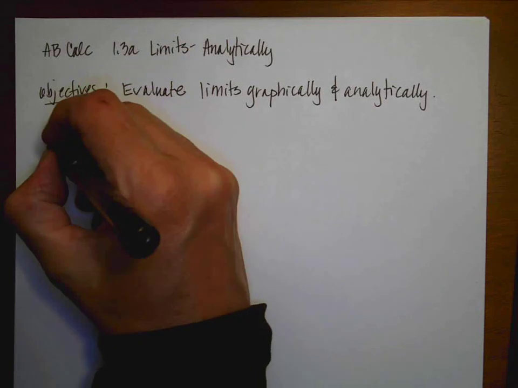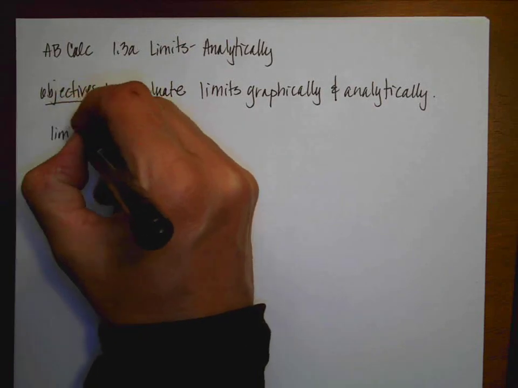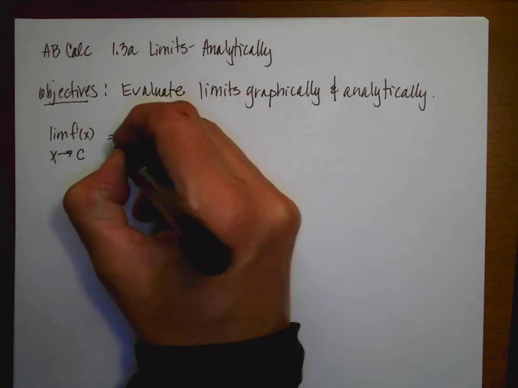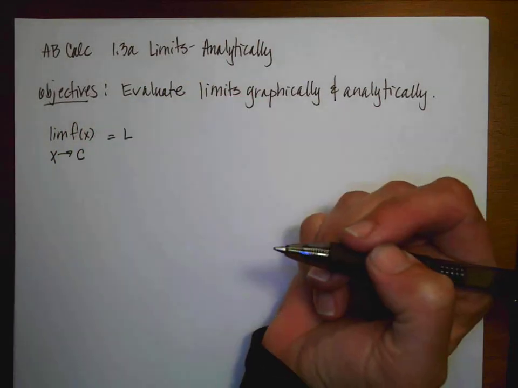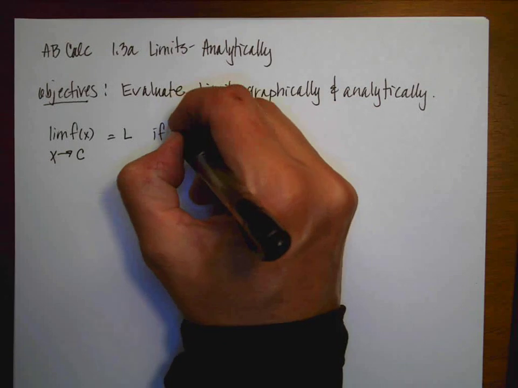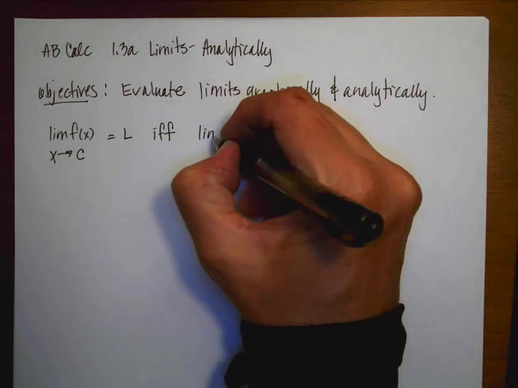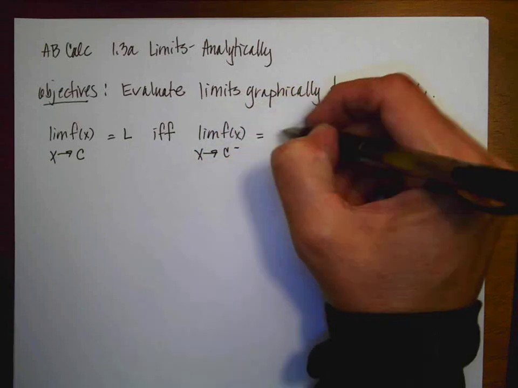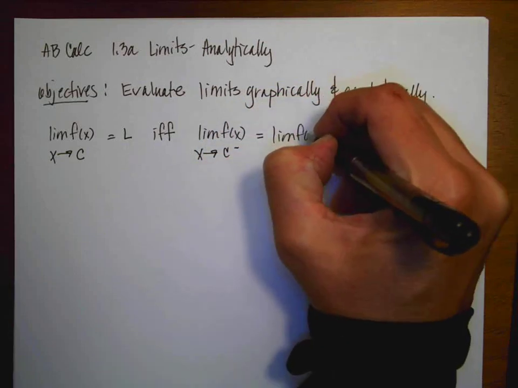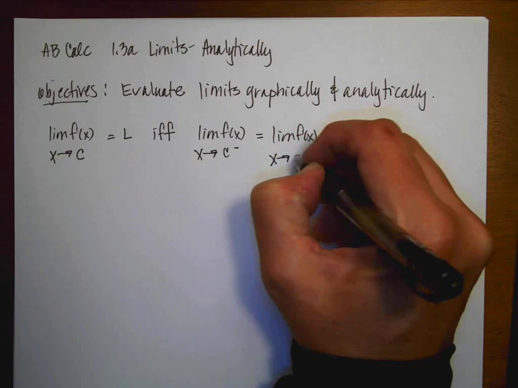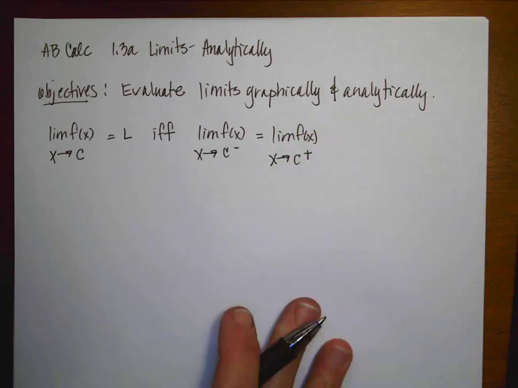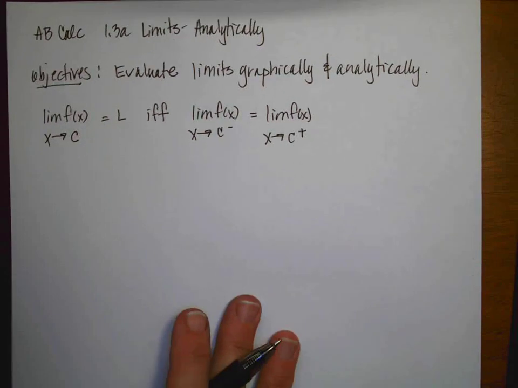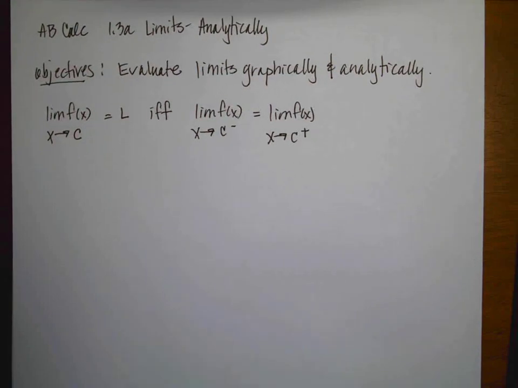So from yesterday, remember that the limit of a function as x approaches a constant c is equal to some value L if and only if the limit of the function as x approaches c from the left is equal to the limit of the function as x approaches c from the right. And then remember that yesterday we talked about a couple of cases where limits did not exist.